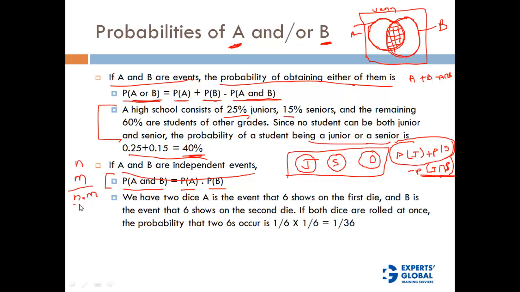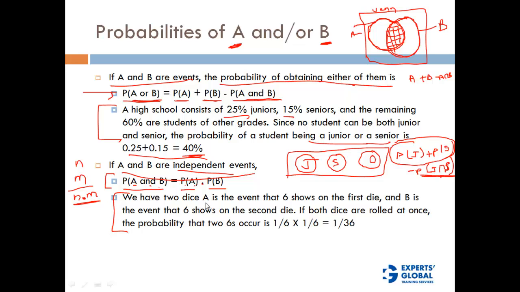Now we have also seen that whenever we are talking about "and", we do a multiplication. Whenever we are talking about "or", we do an addition. So the same thing applies here also. We are talking about A and B, and A and B are independent, so the probability becomes the probability of A times the probability of B. Let's look at an example.